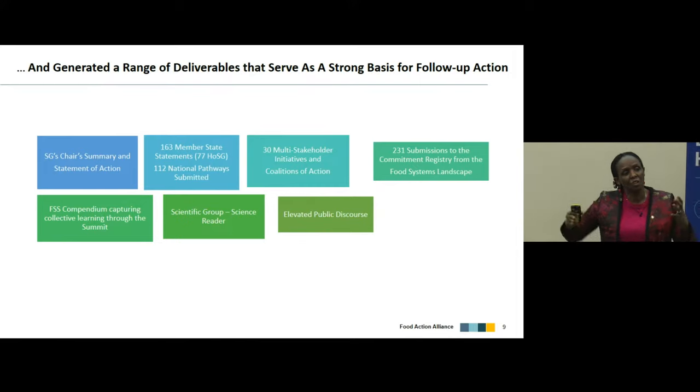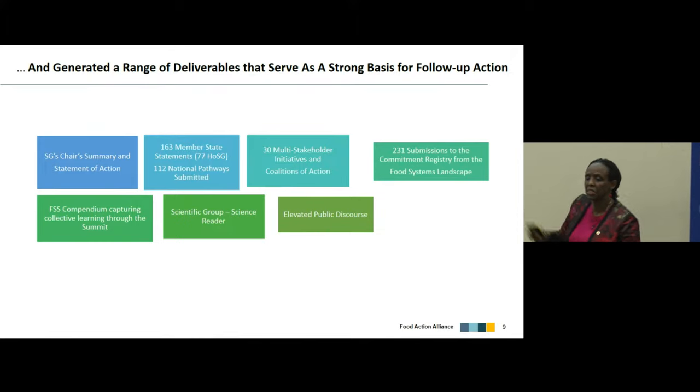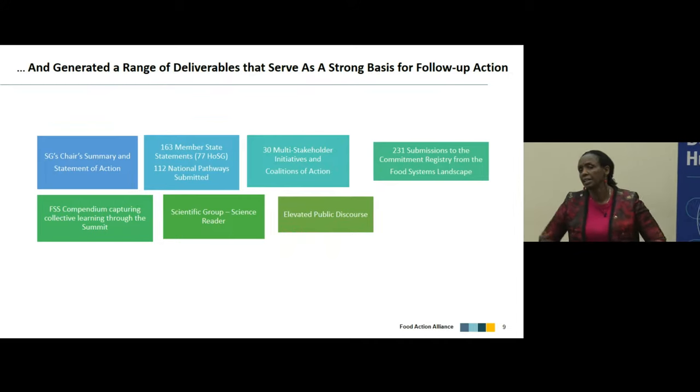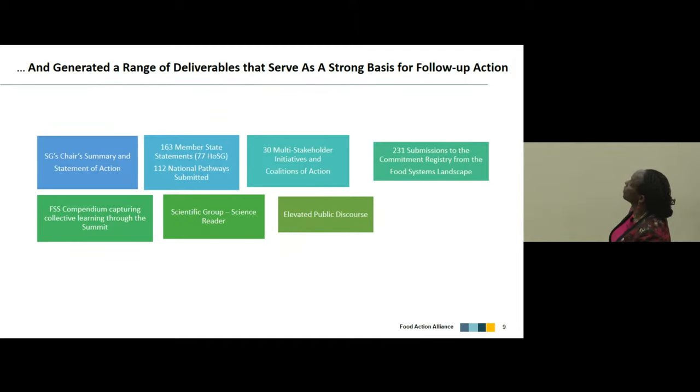We created a commitment register where anybody could commit. We had 231 commitments at the time of the Food Systems Summit. The most known are the commitments from the US government, $10 billion at that point in time, to deal with the challenges of the food system, commitments from the Bill and Melinda Gates Foundation to deal with the challenge of malnutrition in the food system, and several others have been made.